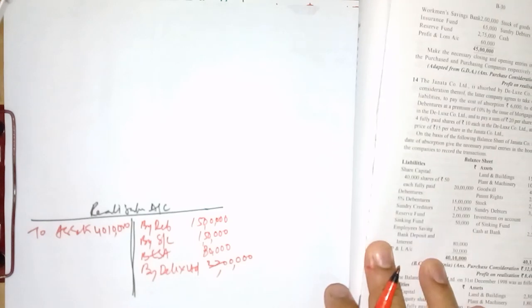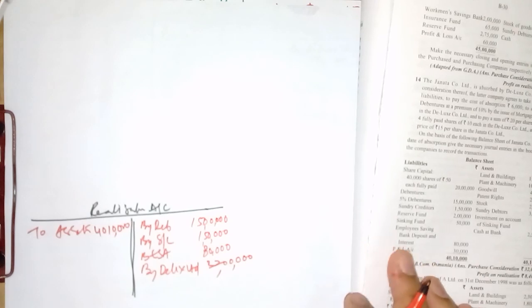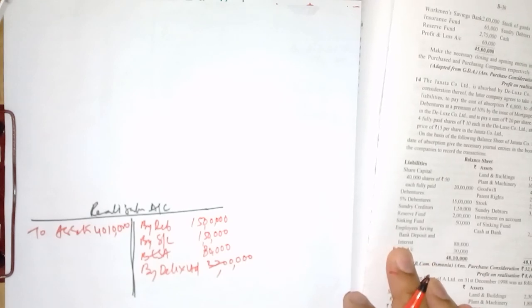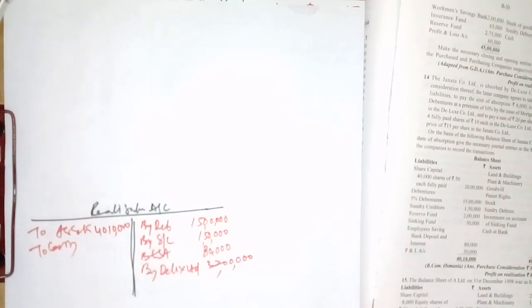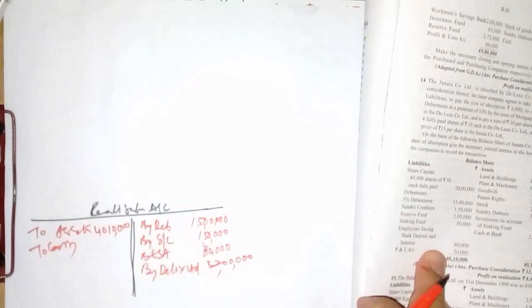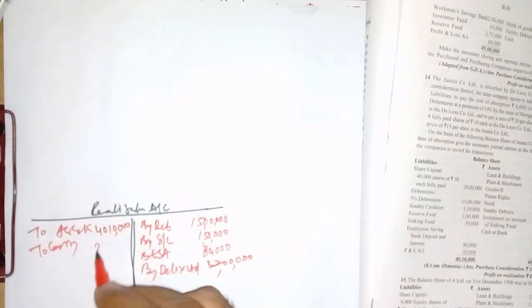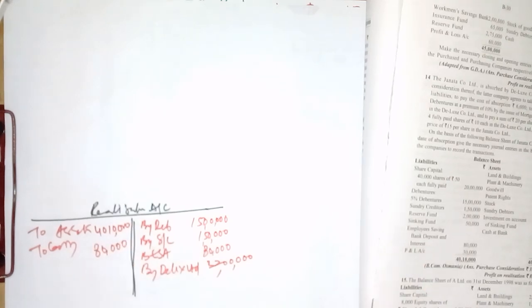So once this entry is done, the next entry is, yes, we paid the savings bank interest. So realization account debit to cash. We have paid the savings bank interest which is not taken over by the transferee, that is 80,000. So these are the entries of realization that are done.